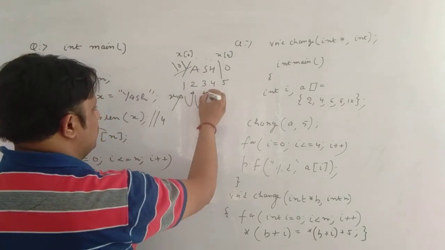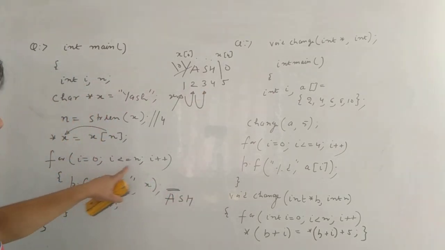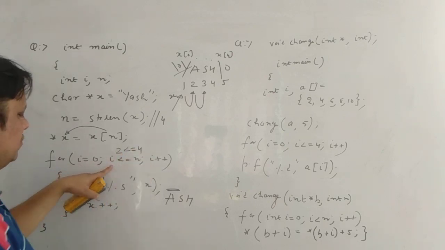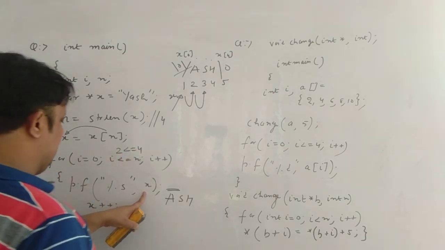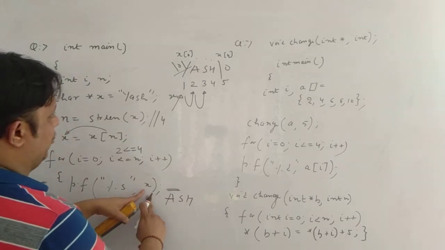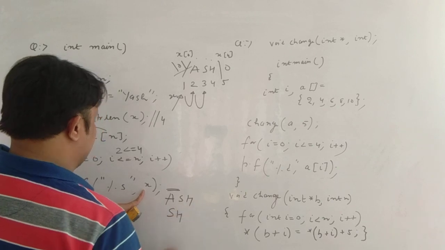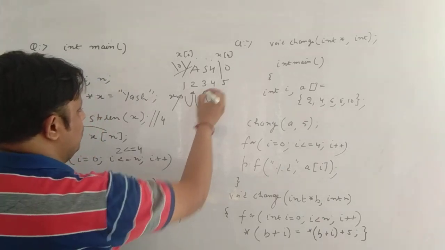And pointer moves to address 3, and the value of i becomes 2. So 2 less than or equal to 4, your condition is true. Again you print x, and because your pointer has moved to the third address location, it will print sh, and x++ pointer moves to 4.